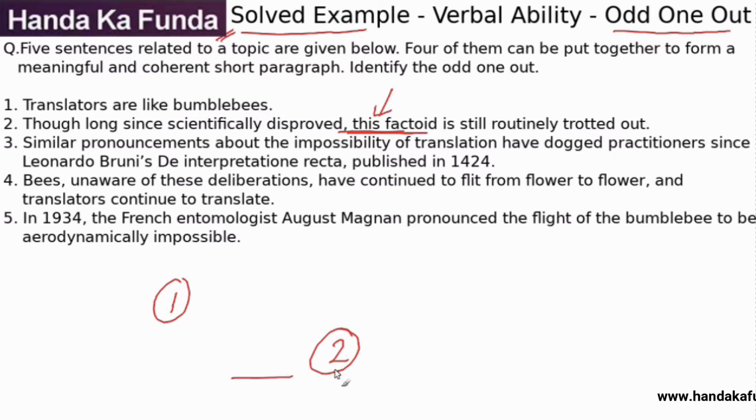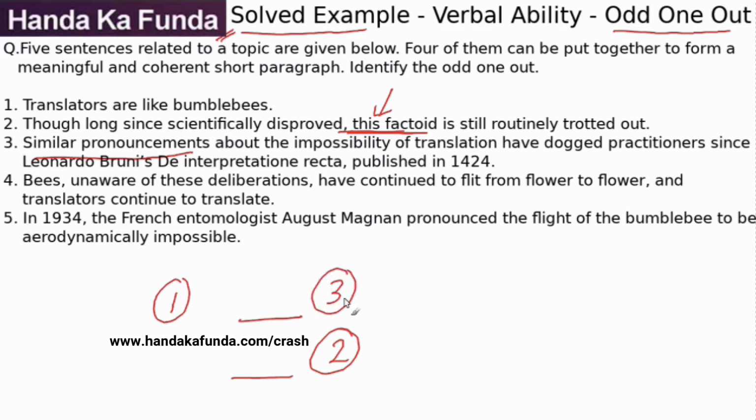It has to be some sentence which comes before it. Similar pronouncements. So again, this is similar to some pronouncement which was made. So this 3 also has to follow something. About the impossibility of translation have dodged practitioners since Leonardo Bruni's De Interpretatione Recta published in 1424. So this is happening from 1424.